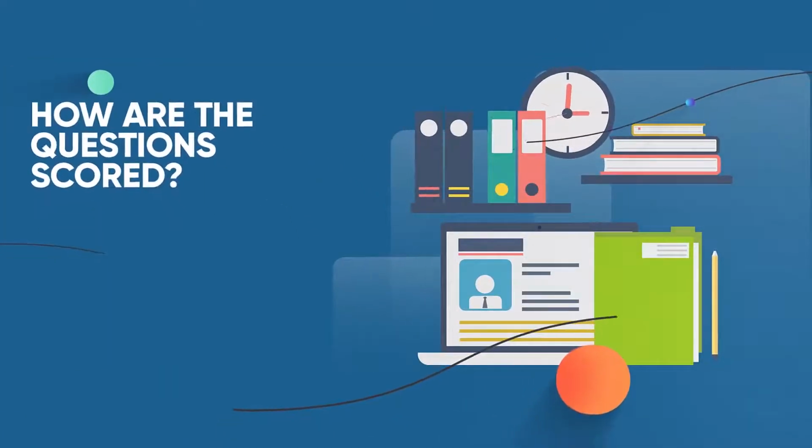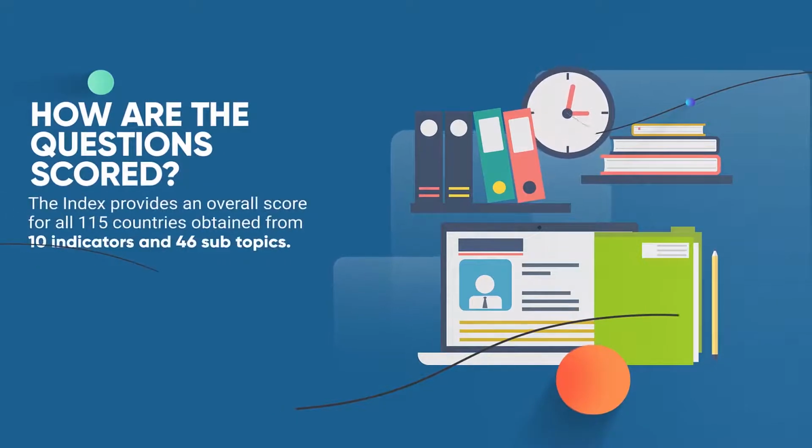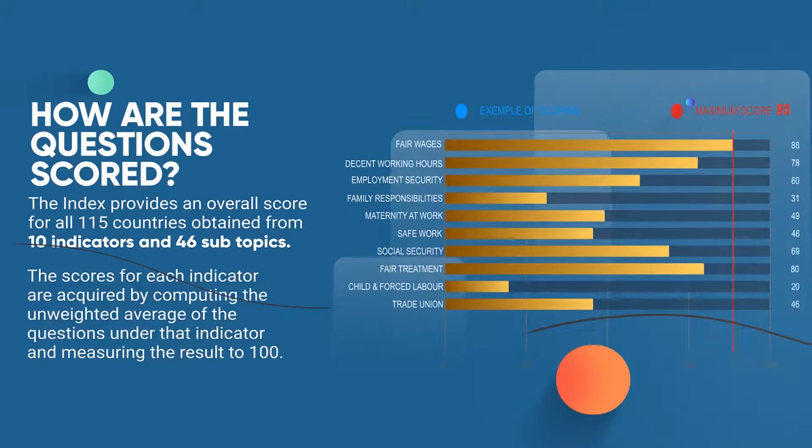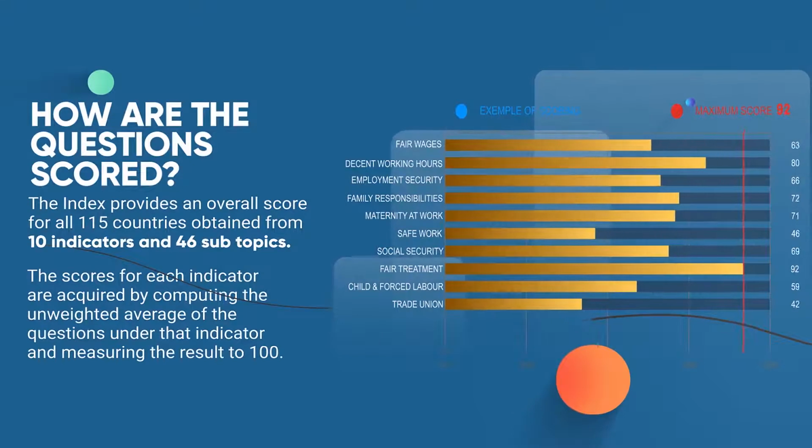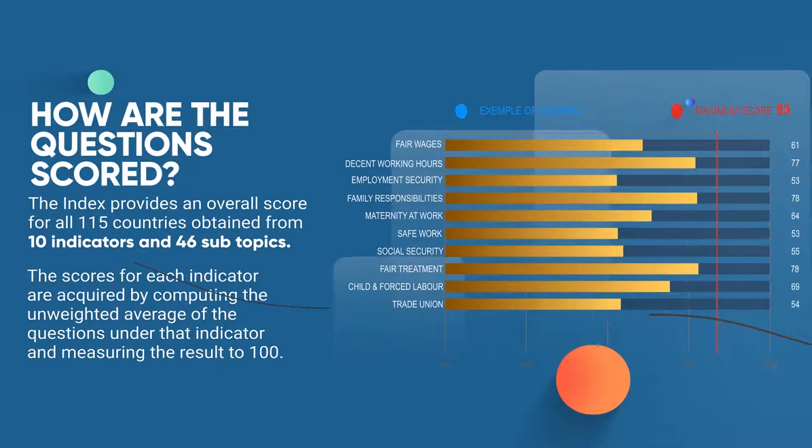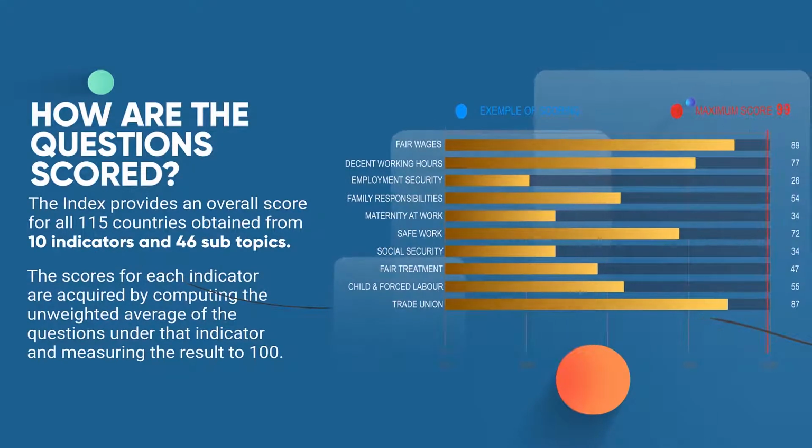How are the questions scored? The Labour Rights Index gives overall scores for 115 countries based on 10 indicators and 46 subtopics. The scores for each of the 10 indicators consist of the unweighted average of the questions under that indicator and measuring the result to 100.